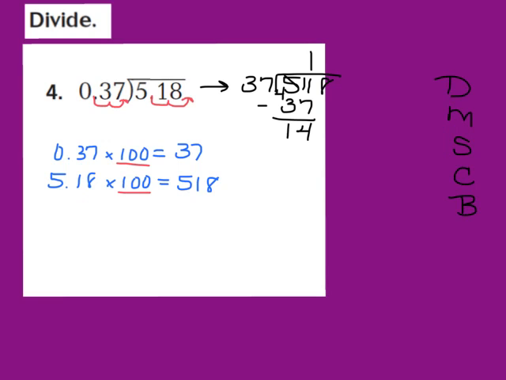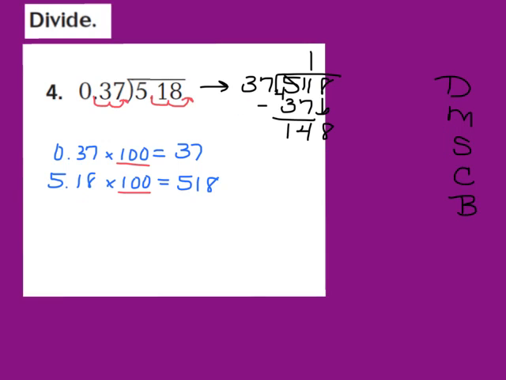Now, let's check to make sure we're okay. Is 14 less than 37? It is, so we know we're on the right track. Now, the next step says to bring down. So I'm going to go ahead and bring down my 8 next to my 14. So now I have 148 being divided by 37.